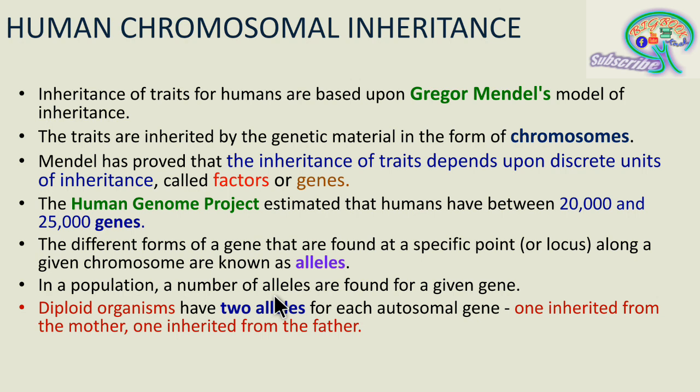Diploid organisms have two alleles for each autosomal gene, one inherited from the mother and one from the father. Diploid organisms, in the sense that they have two sets of chromosomes as per their total chromosomes. One set comes from the father's side and one set comes from the mother's side, that is, paternal and maternal.